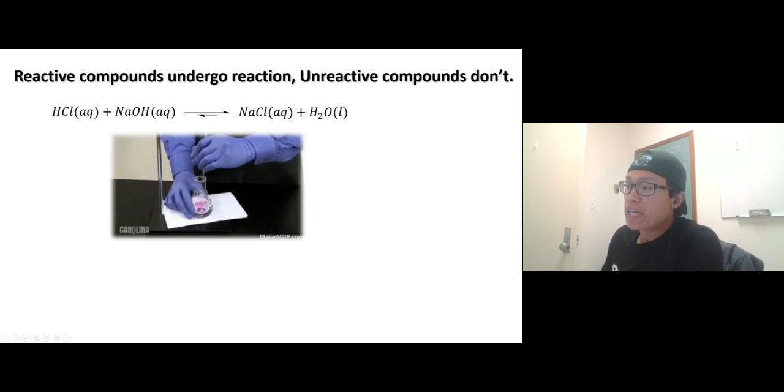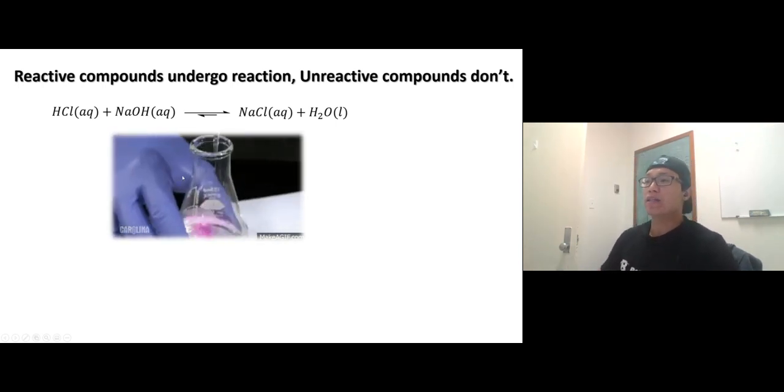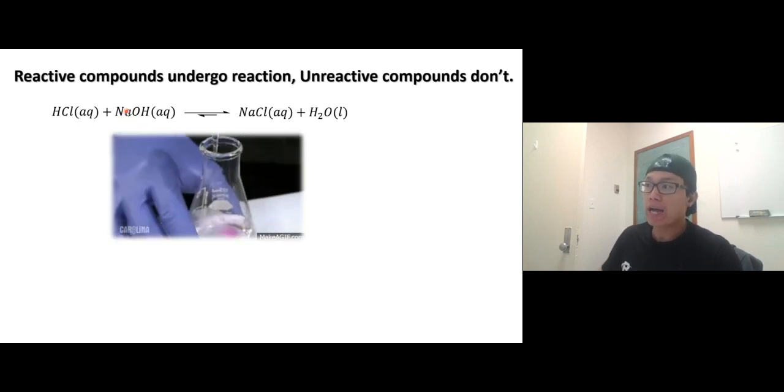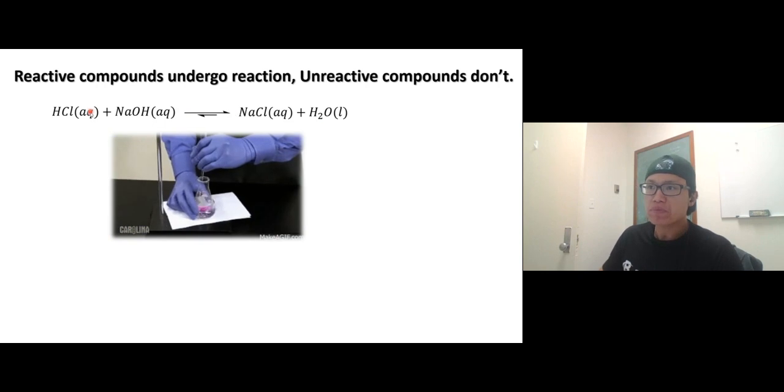Actually, nuclear chemistry is very similar to regular chemical reactions. In a regular chemical reaction, the reactive reactants can form the product, while the non-reactive or stable ones cannot. For example, hydrochloric acid can react with sodium hydroxide to make salt and water. Hydrochloric acid and sodium hydroxide are a strong acid and a strong base, so they can react.